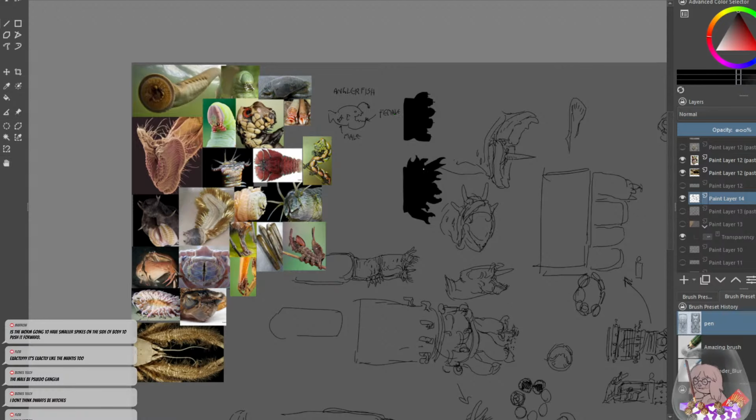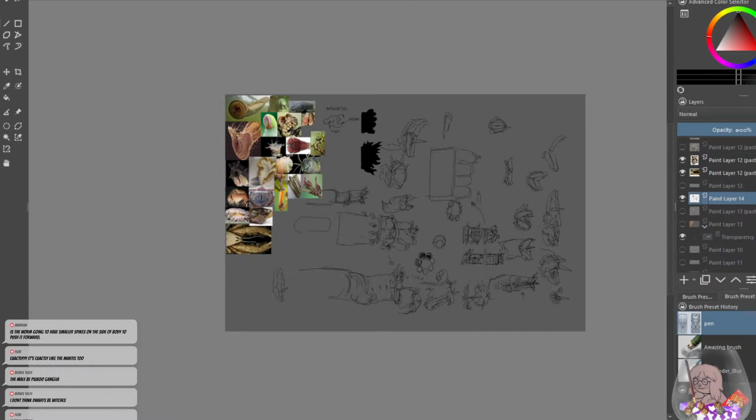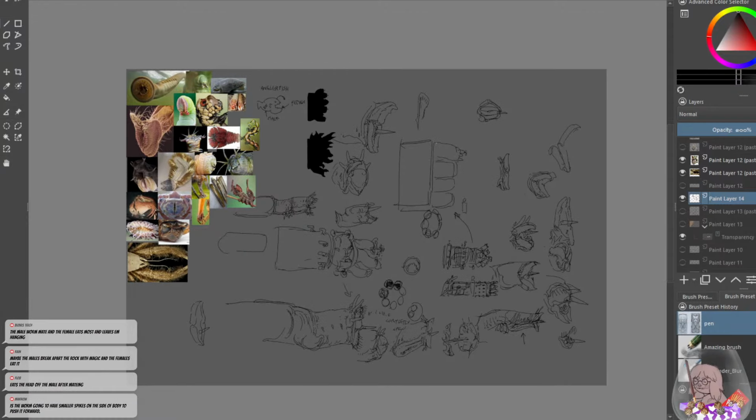Female. There you go. Male worm mate. Eat most and leave him hanging.